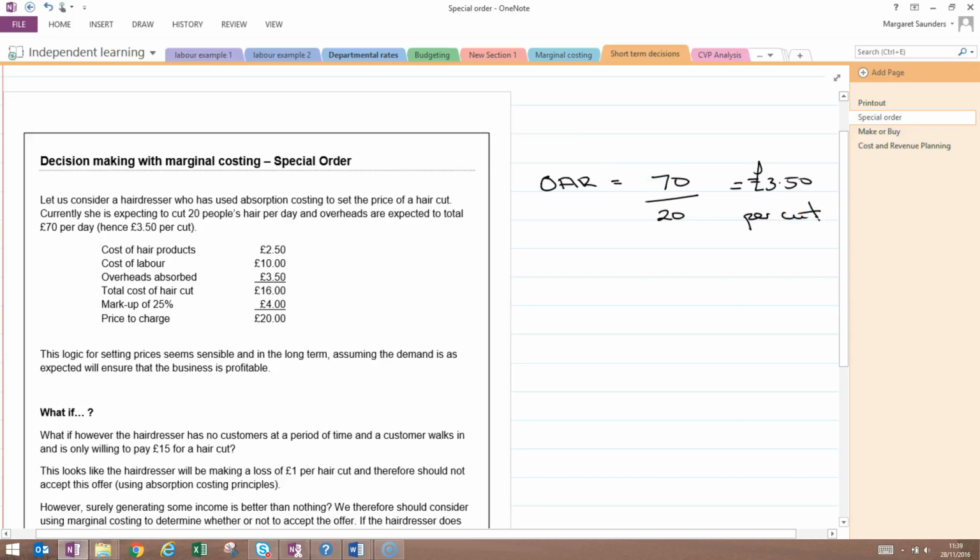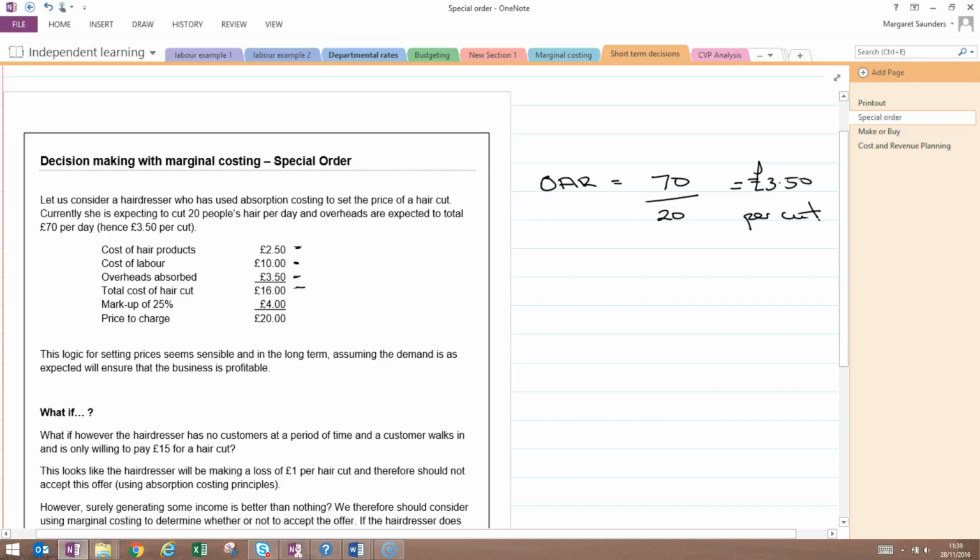So using that, the hairdresser can work out the total cost of providing a haircut. The direct material cost is the cost of the hair products at £2.50. The direct labour cost, £10. Overheads absorbed, £3.50, gives us total cost, adding those together, £16.